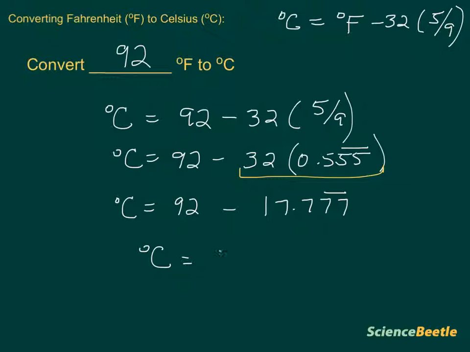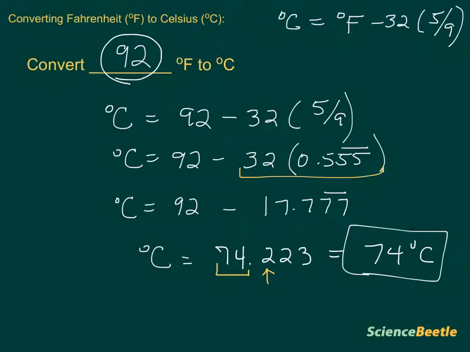I wind up getting 74.223. Now keep in mind that my original answer is only to 2 significant figures, so I need to look at the first 2 significant figures of this answer, which includes only the 7 and the 4. Since the 2, which is the third significant figure, is not greater than 5, I'm not going to do any changes to this final answer, and my final answer is going to wind up being 74 degrees Celsius for this particular problem. Let's go ahead and look at another problem, and so let me erase this for us.